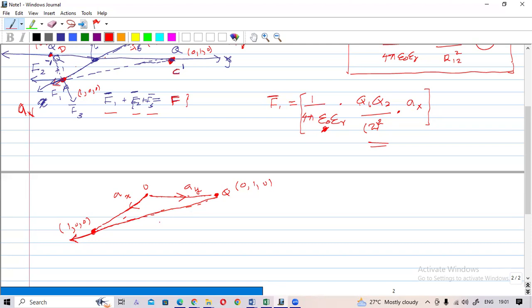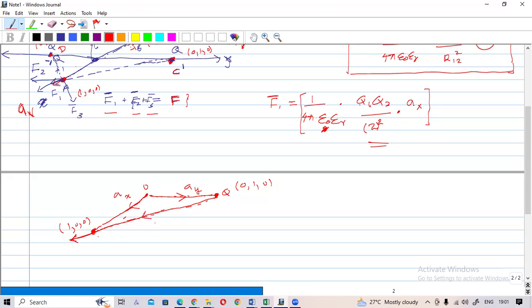So first, let's consider the total vector. This force is a vector, and this distance is also a vector. It has a direction, and that direction is in this way.